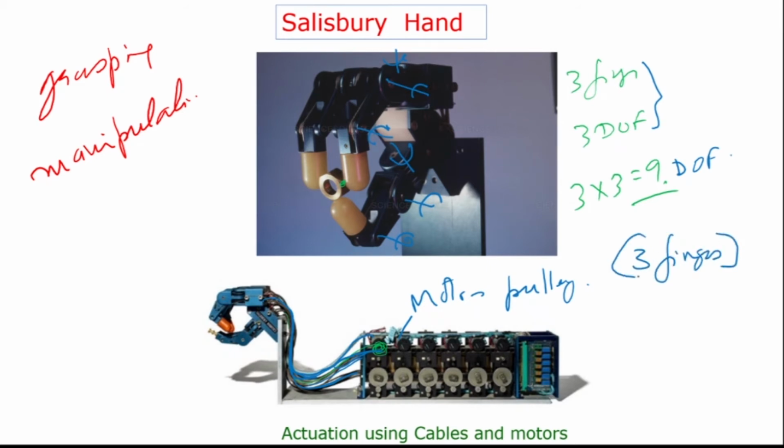Okay, so this question may come to your mind: why 3 fingers? Why do humans have 5 fingers? We have 5. Robots normally have 2 or 3, whereas humans have 5. So how many fingers do you need actually? That's an interesting question. The Barrett hand also has 3 fingers.